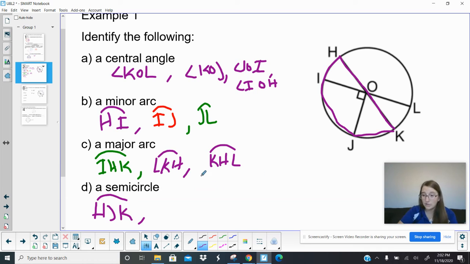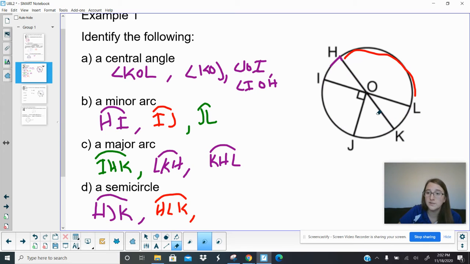There's another diameter drawn in the circle, or I could call the other semicircle from this diameter. So go ahead, name one more semicircle, 3 letters, and it makes up exactly half the circle. You could have used this diameter, just the other side. You could have named HLK or KLH, the same thing. HLK is another semicircle.